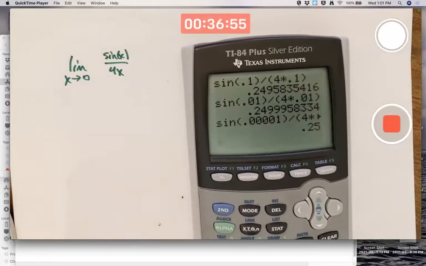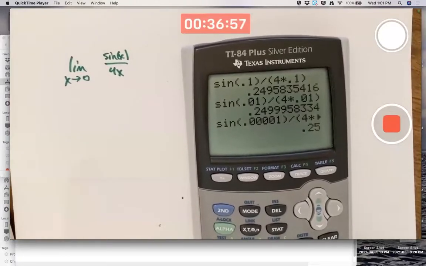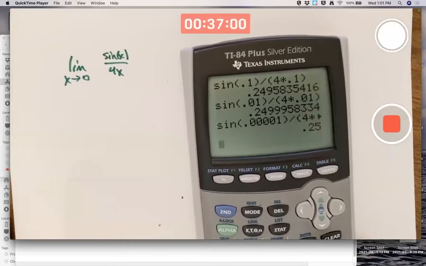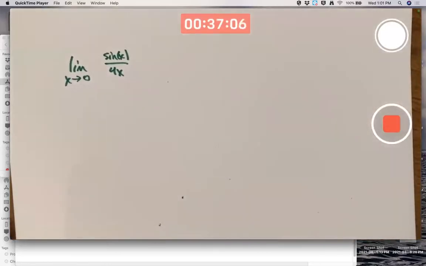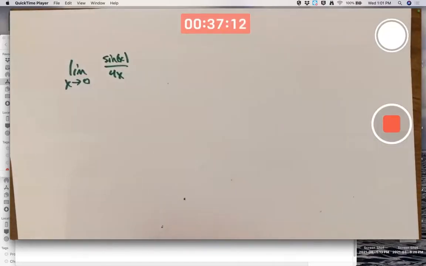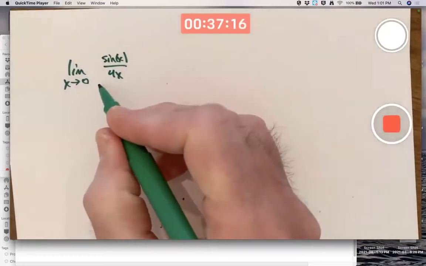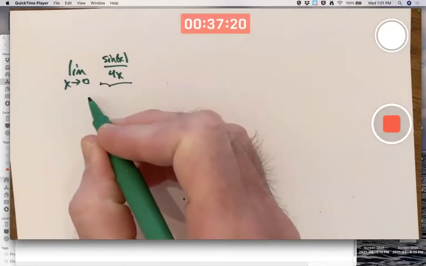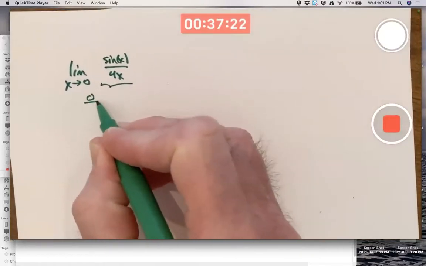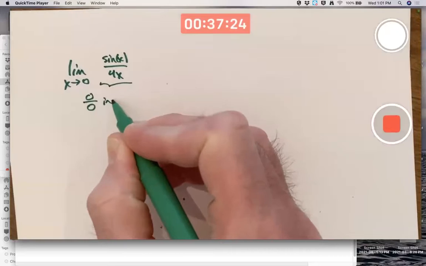Does that mean this limit is 0.25? 1/4. It does. It actually does. That's an accurate thing. It's not calculator mistakes or anything. But how would you verify it more rigorously that the answer is 1/4? You can use something called L'Hopital's rule. This fraction can be described as what's called a 0 over 0 indeterminate form.